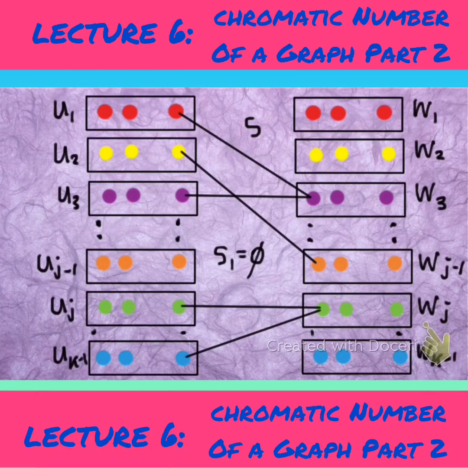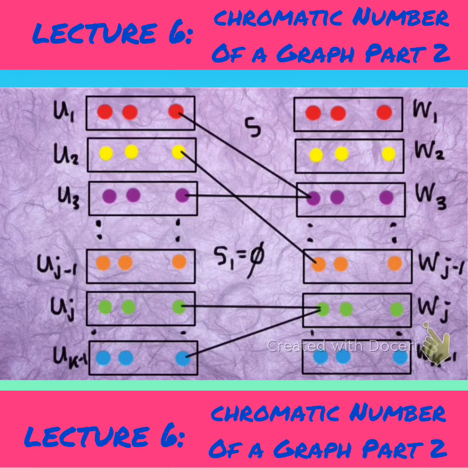The proof is the same for all indices I. So let's say S1 is empty, right? So there are no edges between U1 and W2. There are no edges between U2 and W3. There are no such edges. No edges between U3 and W4. There are no edges between, up until the end, between U(k-1) and W1.